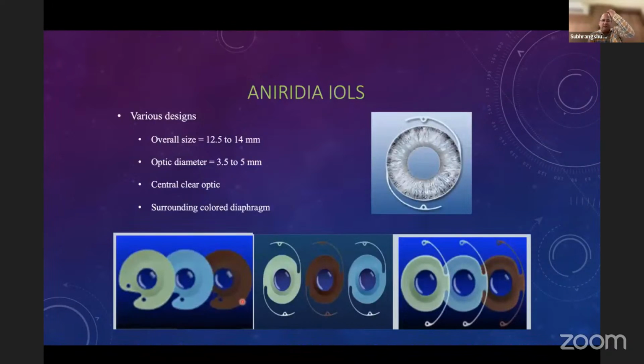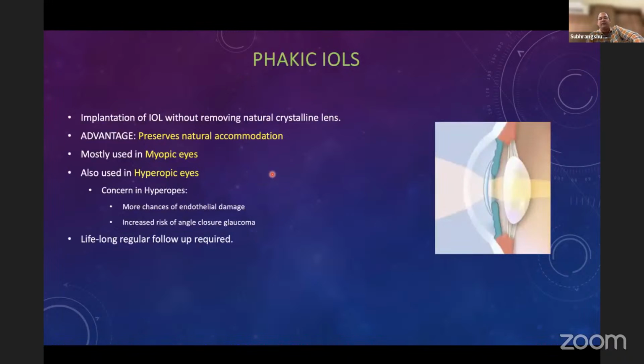A little bit about the aniridia IOLs. They have this central clear optic and a surrounding colored diaphragm. They are larger sized IOLs, and they are not used too much nowadays because of enhanced techniques of pupilloplasty that are available with us. And a few points about the phakic IOLs.